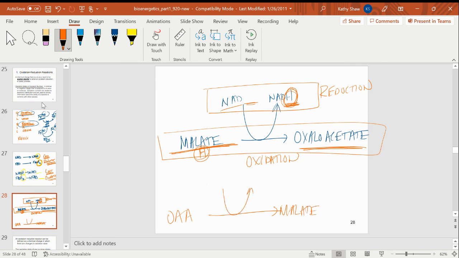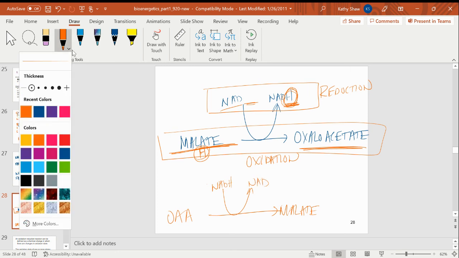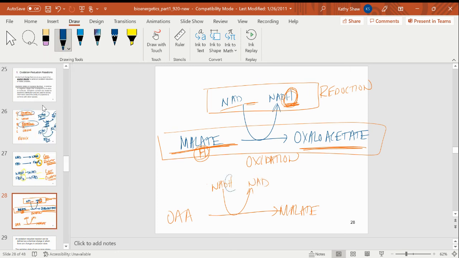To do that, NADH has to go to NAD. So what's going on here? Again, chase the H. So I'm looking at NADH going to NAD. We lost an electron.